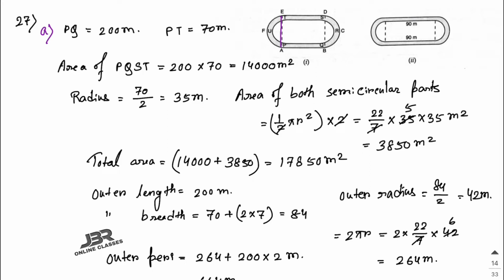In the figure 2 given below, the inside perimeter of a practice running track with semicircular ends and straight parallel sides is 312 meter. The length of the straight portion of the track is 90 meter. If the track has a uniform width of 2 meter throughout, find its area. Okay, so here is the diagram for 27b. Here the inside perimeter equals 312 meter.